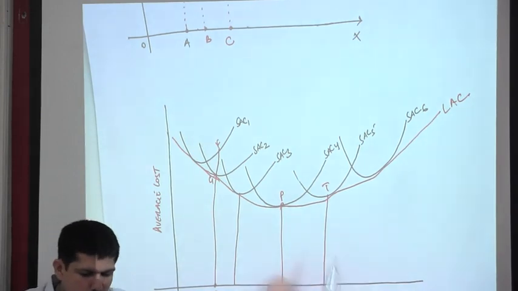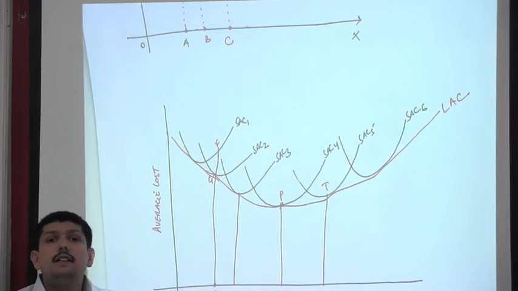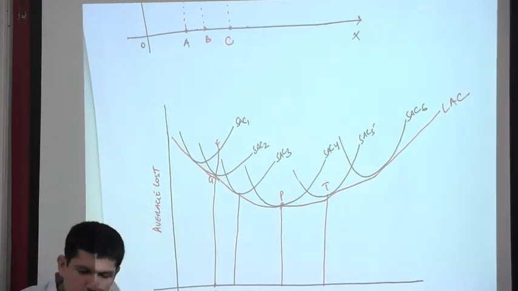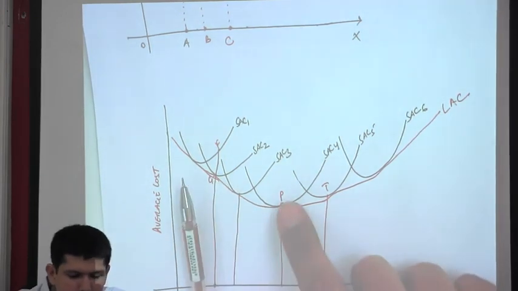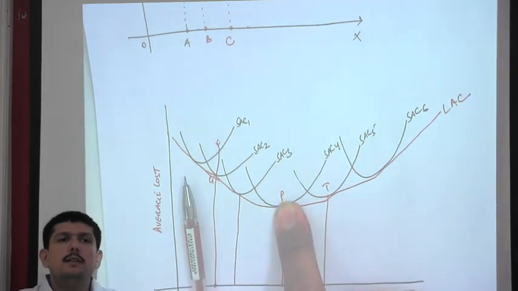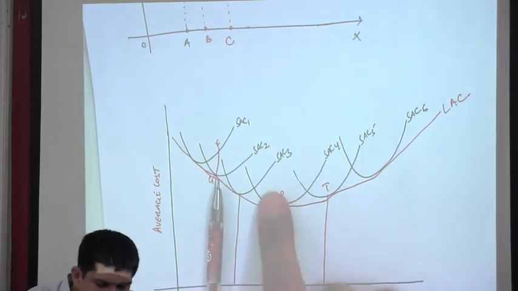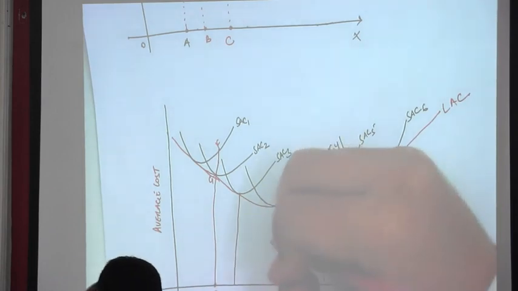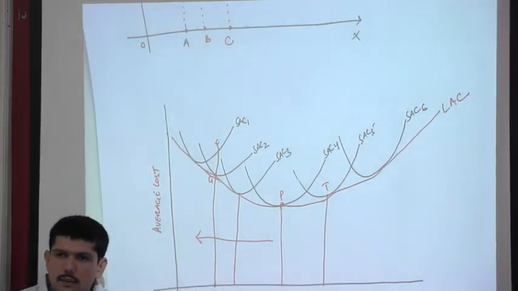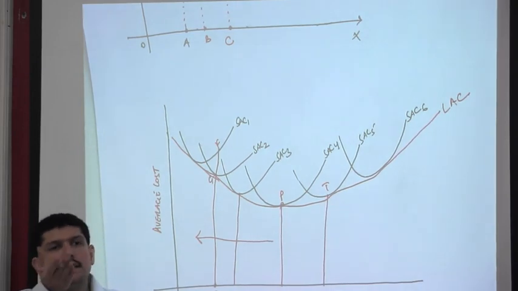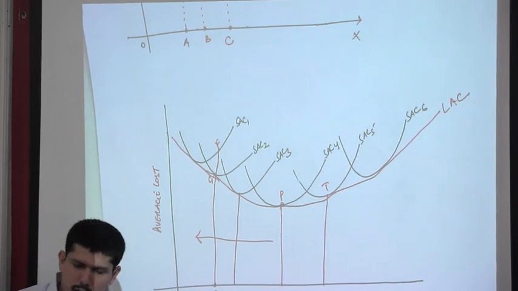Why will he not choose to be here? Because that will be underutilization of resources. Because if he produces here, he still has the capacity to reach this point and minimize his cost, right? So if he is somewhere around here, what will it depict? It will depict underutilization of the resources which are available. Because if I produce more, I can enjoy economies of scale and I can reduce my cost of production.